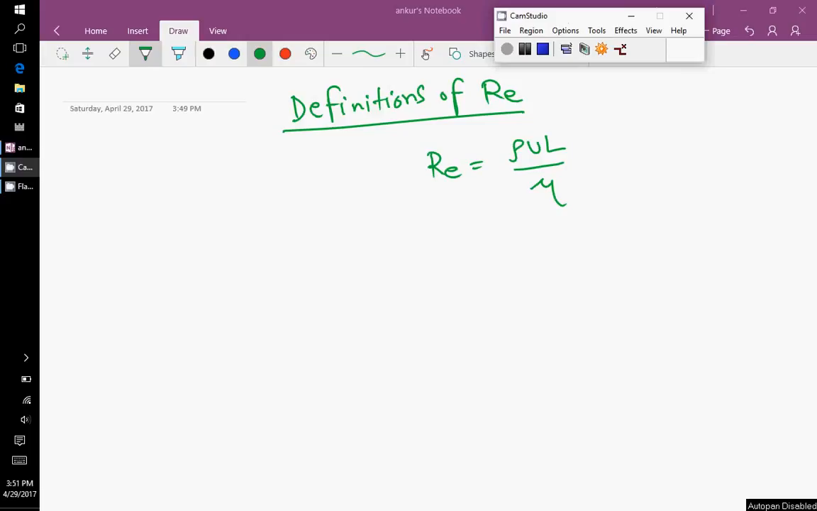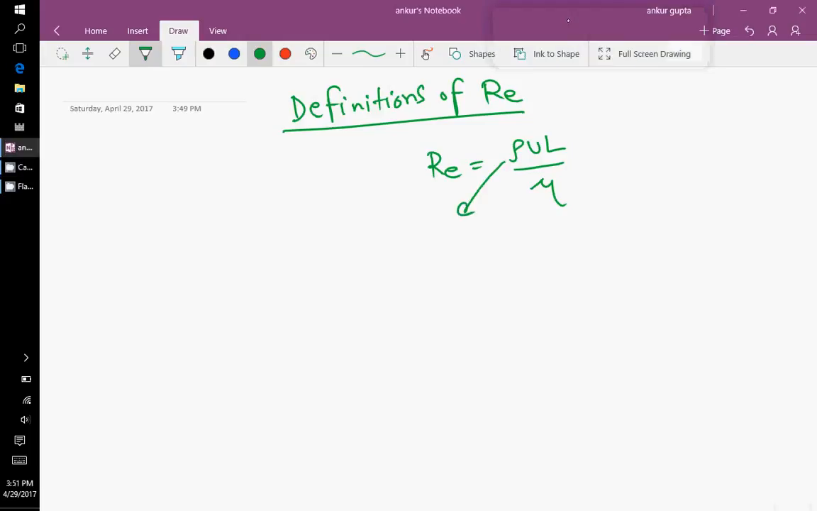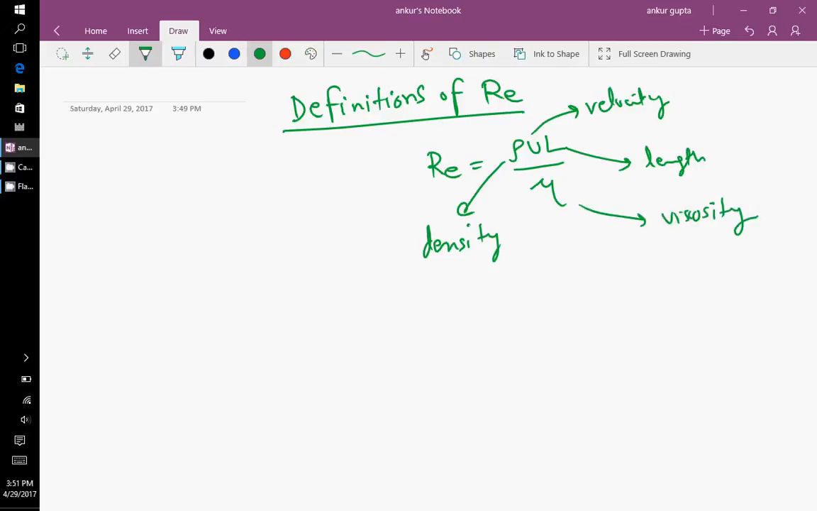So Reynolds number is defined as a density scale, a velocity scale, a length scale, and a viscosity scale, right? So this is how we define Reynolds number, and that is how we did in the lecture.